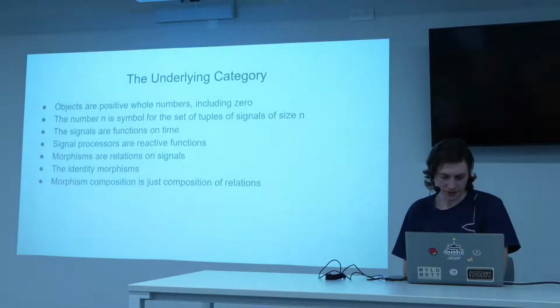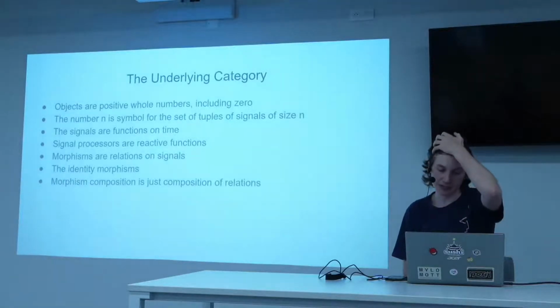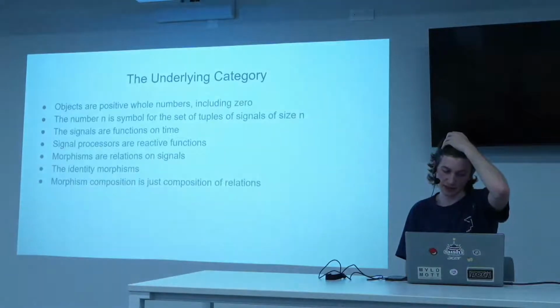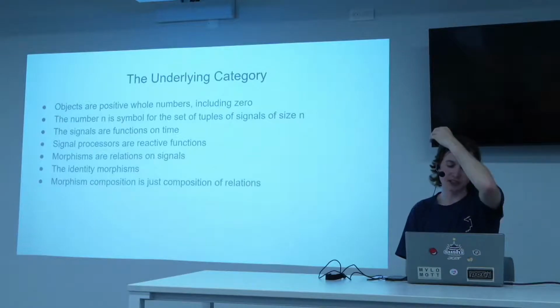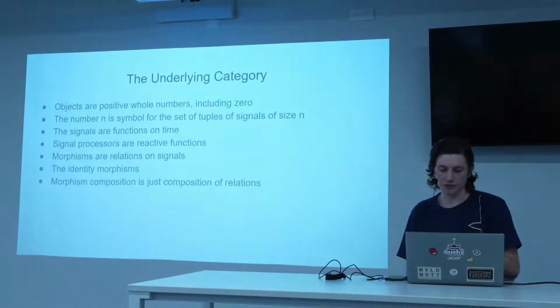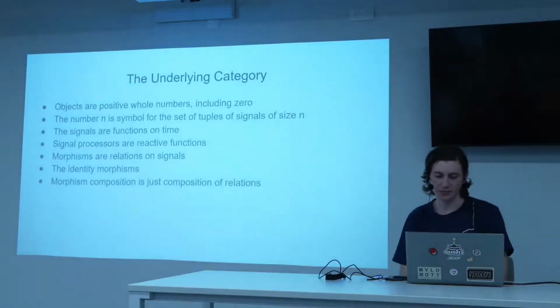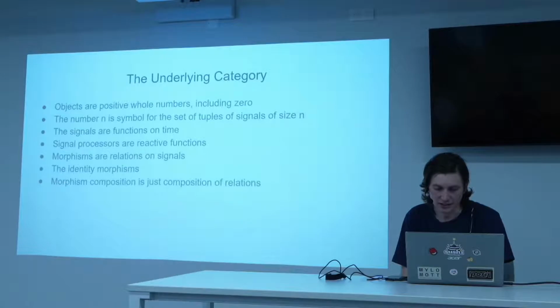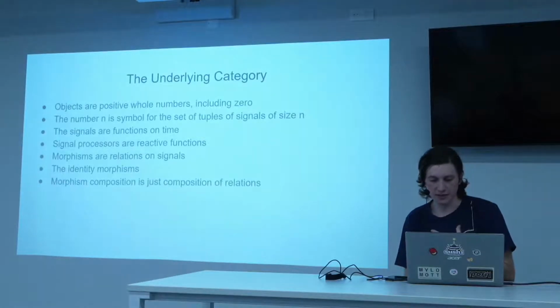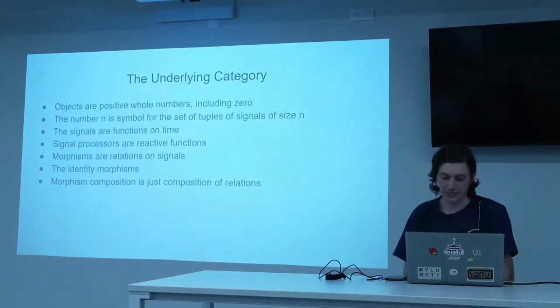Okay, but in this category, I've chosen to model the morphisms as, instead of reactive functions, relations on signals. Now, relations are just a more abstract version of a function, and so reactive functions are included within that definition. And I used relations on signals just because it made some of the proofs later on a little bit easier.